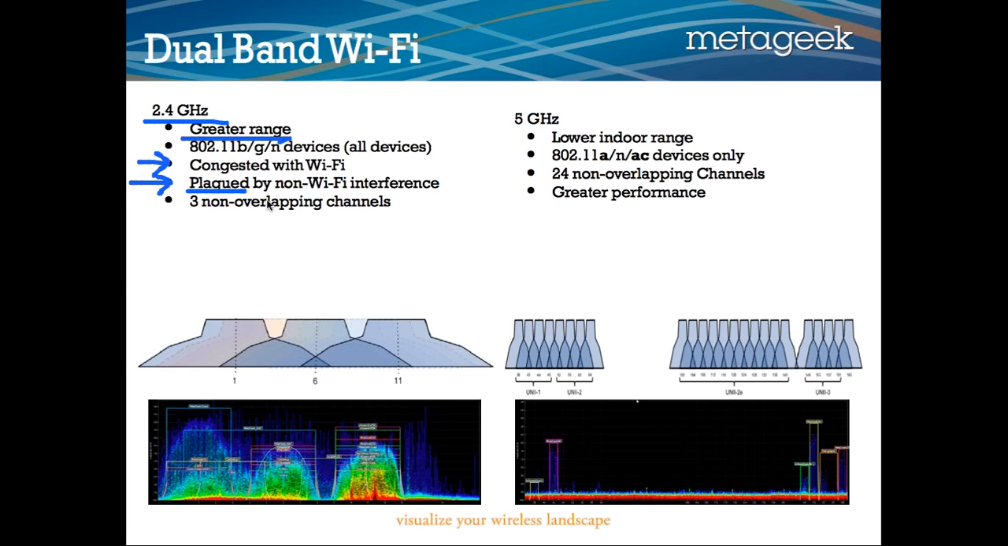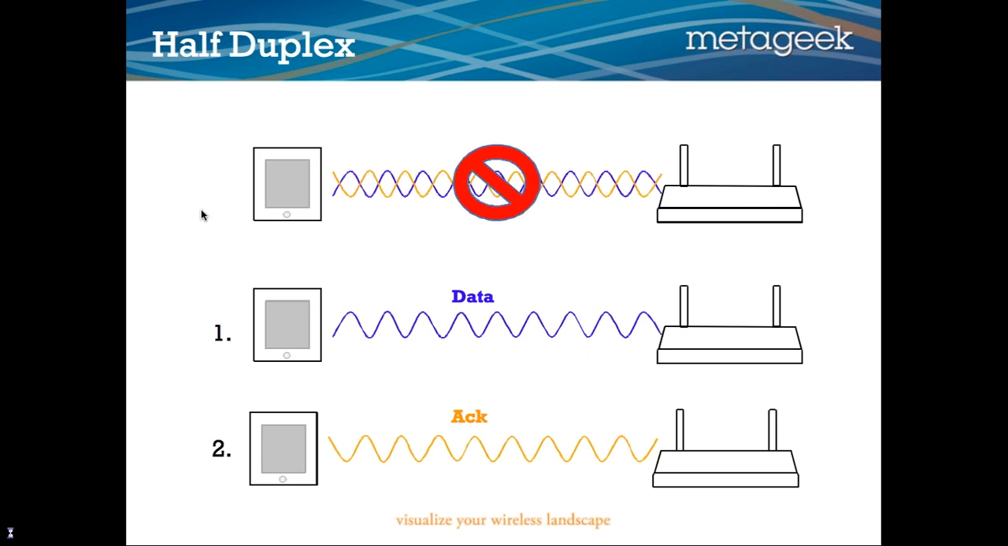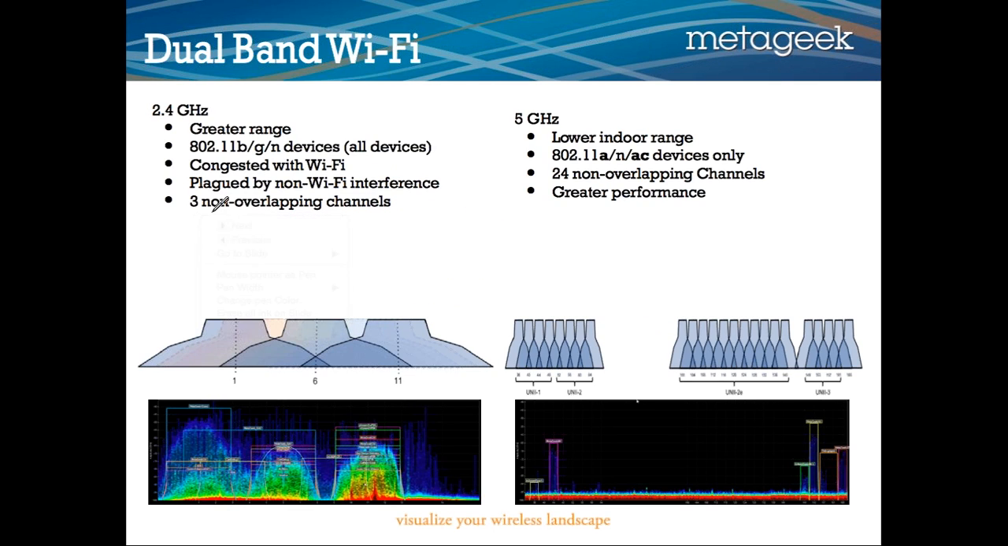Perhaps the worst problem with the 2.4 gigahertz band is that it has only 3 channels that don't overlap. I apologize, my slides keep skipping ahead. My annotation tool works okay, but it's not perfect. We have only 3 non-overlapping channels in the 2.4 gigahertz band.